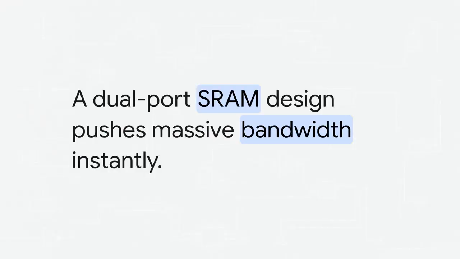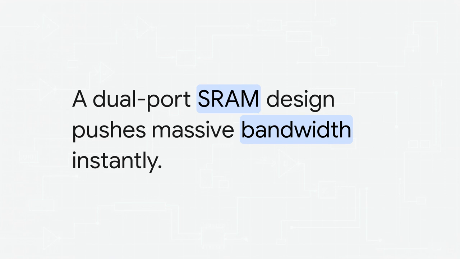Now, to keep the processor fed, these register files are built as multi-port SRAM arrays, or static random access memory, and they are incredibly fast. We're talking massive bandwidth here. A standard dual-port setup can read two sources and write one destination in a single clock cycle. It can push up to 128 bits per cycle without even breaking a sweat.